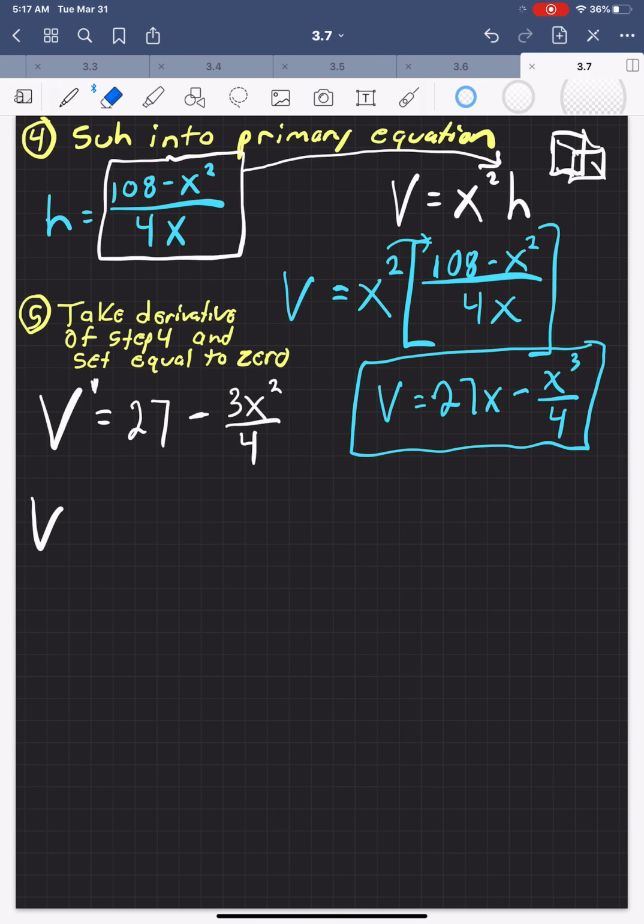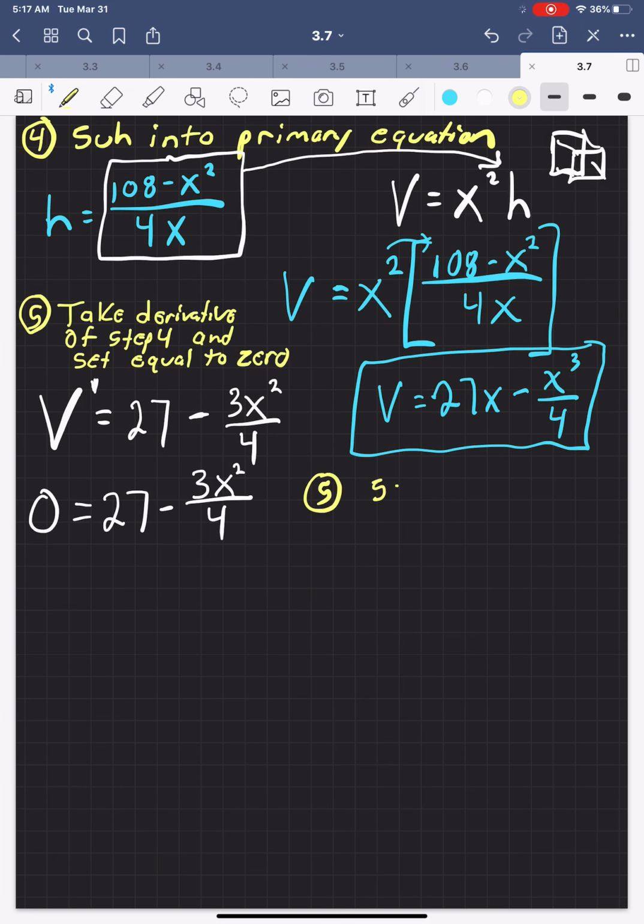0 is equal to, just trying to give myself enough space. So 0 is equal to 27 minus 3x squared over 4. All right, so that makes sense because the critical numbers, or in our case, the numbers where the derivative is equal to 0, are going to help us find our minimums and maximums, and that's what this manufacturer wants. So now we're just simply going to solve for x.